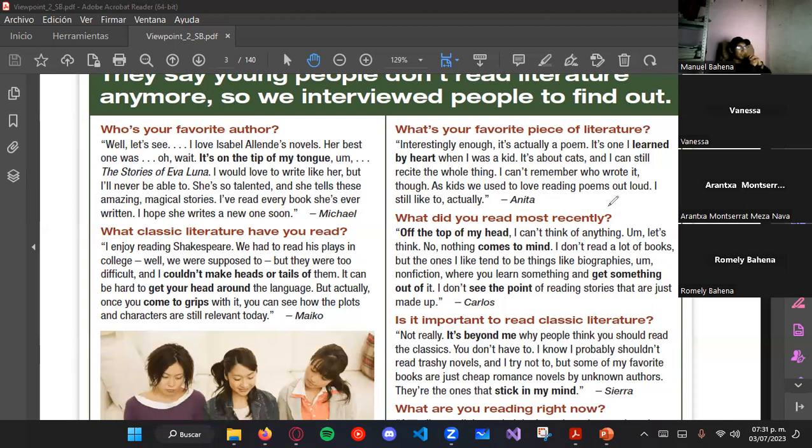I don't read a lot of books, but the ones I like tend to be things like biographies, nonfiction. What does that mean? No leo muchos libros, pero los que me gustan tienden a ser cosas como biografías. Nonfiction, que no son de ficción.